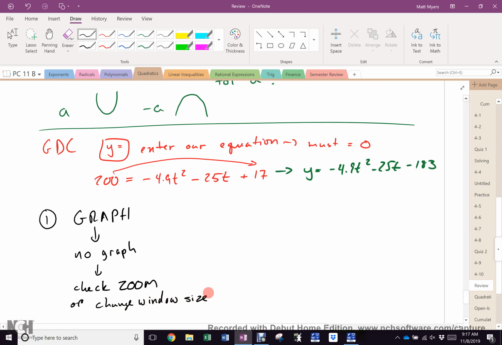Yeah? Once we get our graph working, we have to push second calc, which will then lead us to one of our options. Maybe we need the what? Roots, but your calculator doesn't call it a root. What does it call it? Nope. Zeros. Maybe we need the vertex, but it doesn't call it a vertex. What does it call it?